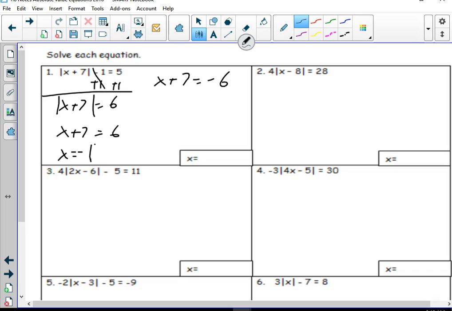I'm a little out of space here, so I'm going to write x equals -1. Check the work. 7 minus 1 is 6. Absolute value of 6 is 6. Minus 1 is 5. Good answer. Okay, over here, I'm going to subtract 7. X equals -13. Check my answer. -13 plus 7 is -6. The absolute value of -6 is 6. Minus 1 is 5.